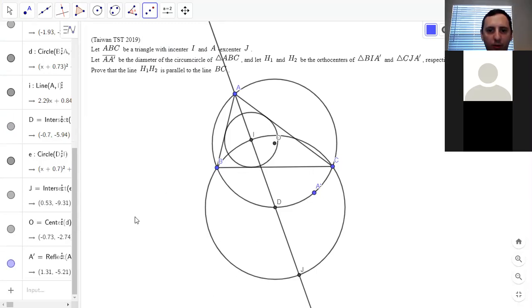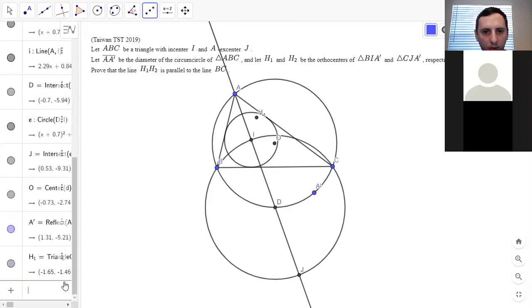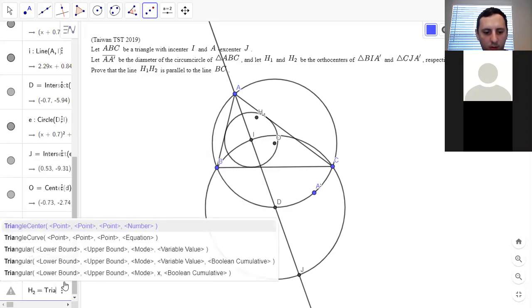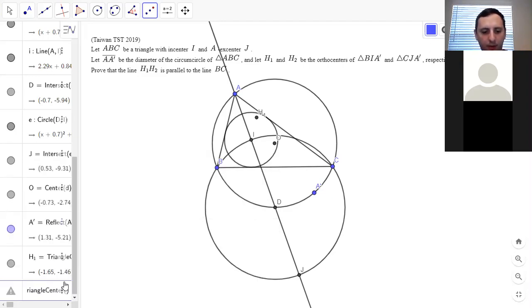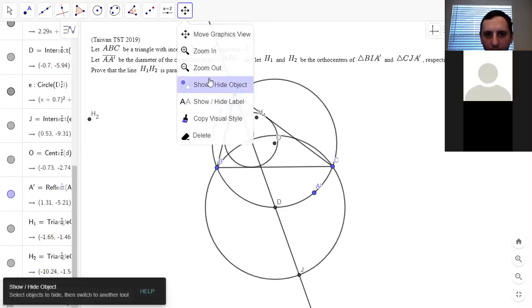H1 and H2 are the orthocenters of BIA prime and CJA prime. So H1 is the orthocenter of BIA prime, and H2 is the orthocenter of CJA prime. And we want to show H1H2 is parallel to BC. All right.